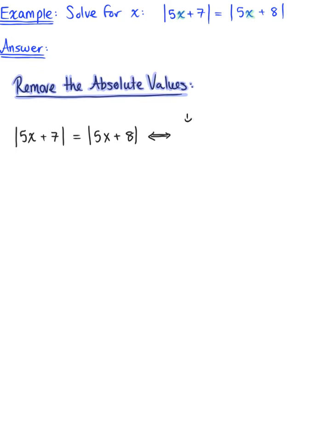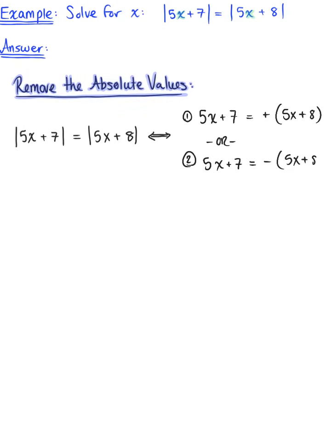This could produce case number 1, where 5x plus 7 is equal to positive 5x plus 8. Or this can also produce the case where 5x plus 7 is equal to minus (5x plus 8). So in order to solve for x here, we need to solve each one of these cases.